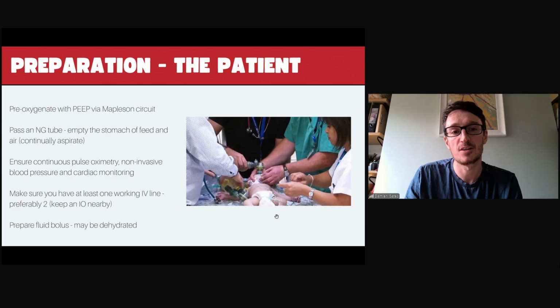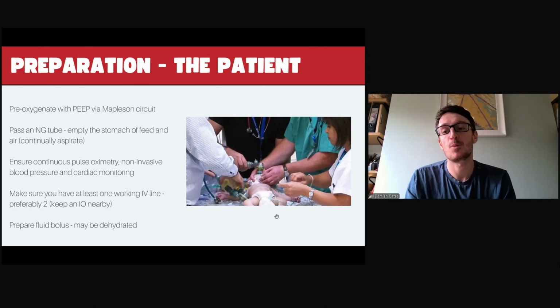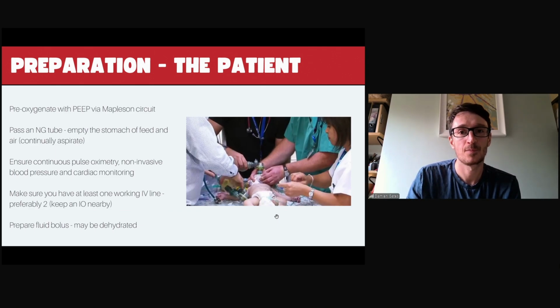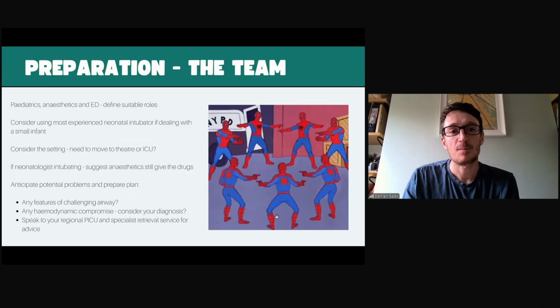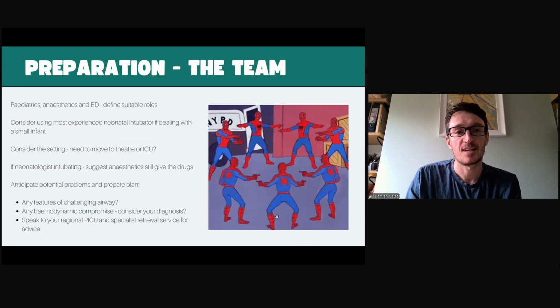Ensure that you have your continuous pulse oximetry, non-invasive blood pressure and cardiac monitoring. Make sure you have at least one working IV line, preferably 2, but use an IO if you don't have one, so that you can get things done quickly. And prepare a fluid bolus, as these children might be relatively dehydrated and you might get some hypotension when you give your induction drugs. In terms of the team, this might be a shared process between pediatrics, anesthetics, and ED.